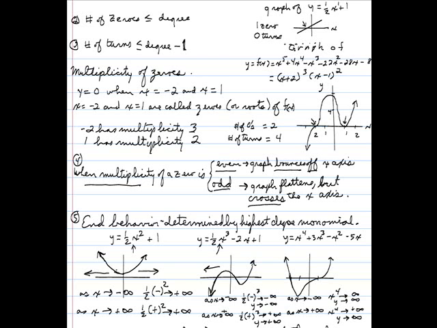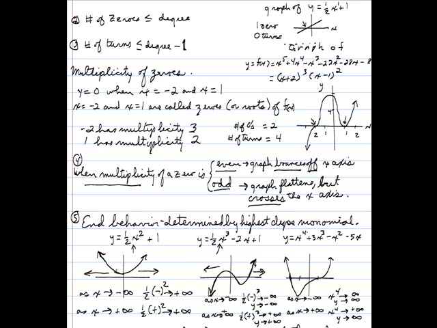Well, what happens as we go to the right? Well, as we go to the right, we're going to positive infinity, so we're going to be cubing a positive, which gives us a positive. Half of that will still be positive, so we're going to positive infinity, and that's what shows in the graph. Let's take a look at one more.